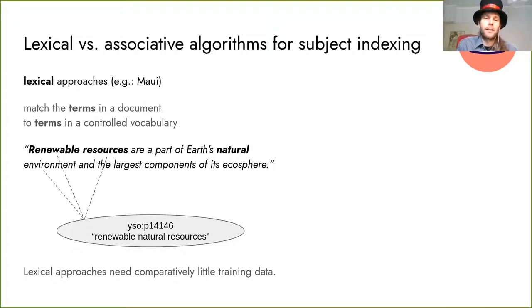So if we have a sentence like this, that renewable resources are a part of Earth's natural environment, and then we have a subject heading or a term in a vocabulary called renewable natural resources, an algorithm could match this to the sentence and notice that there is a potential match here. And then when it goes through the entire document, it will produce a lot of these candidate matches. And then the challenge is to filter those and find the ones that really describe the important topics of the document. But anyway, this is the lexical approach.